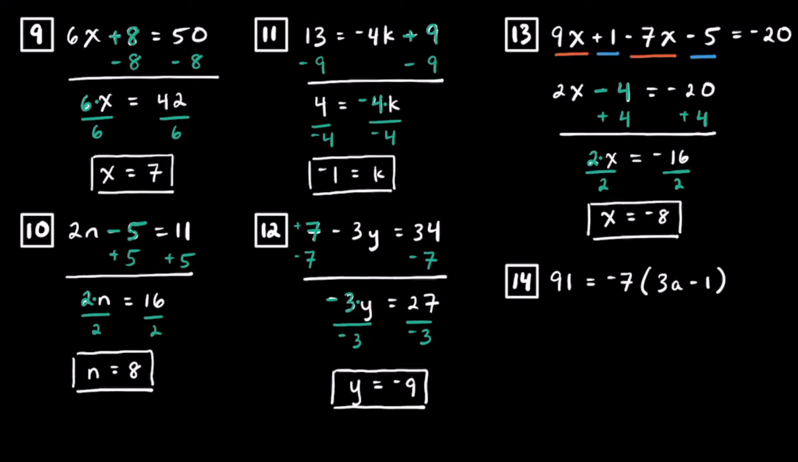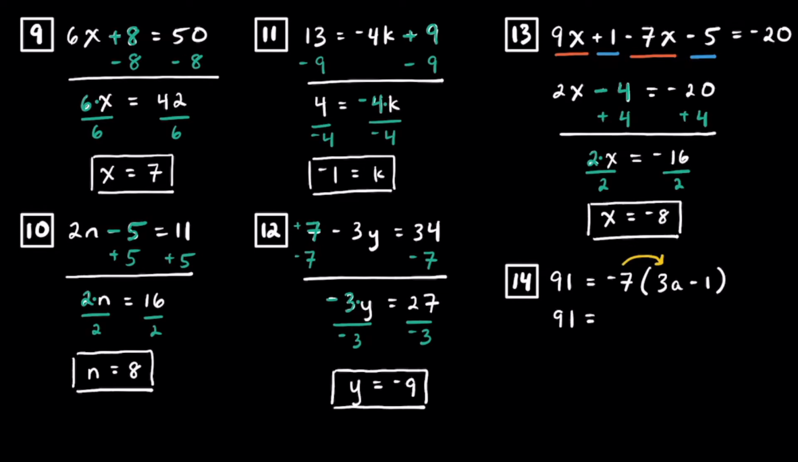For number 14, we have our first equation with distributive property. So we have 91 is equal to negative 7 times the quantity of 3a minus 1. When we see this, we're always going to start by distributing first. So this negative 7 times the 3a. On the left side, let's keep the 91.